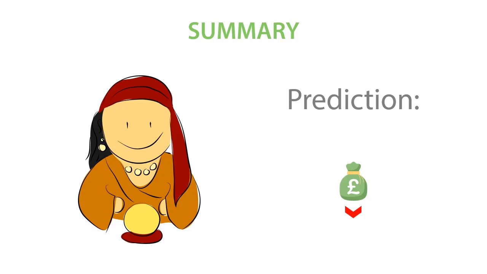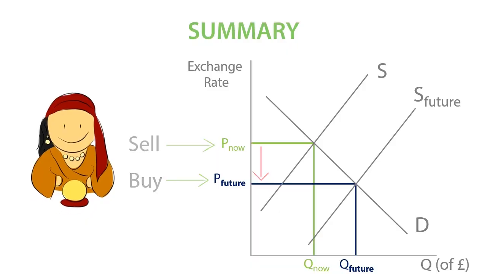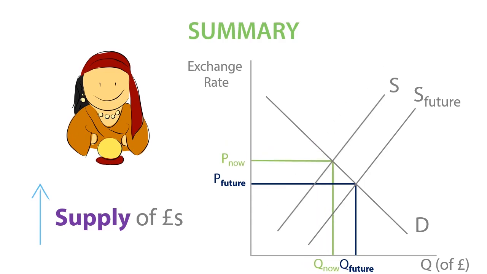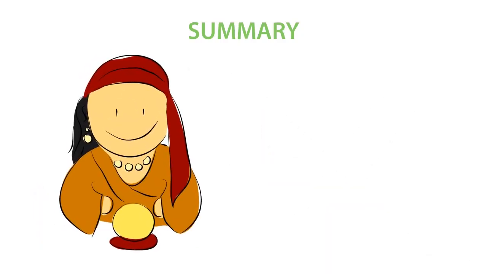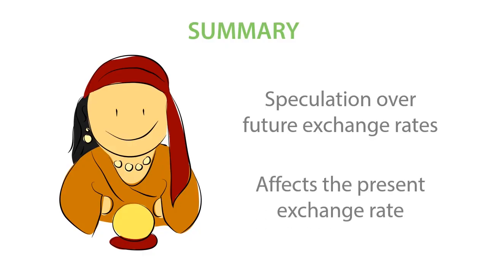And if investors predict a depreciation in the future, the exchange rate now will depreciate. Speculation means that when investors predict a future depreciation, they'll sell or supply more pounds now, while the exchange rate is high, so that they can buy them back later when they are cheaper. But this increase in currency supply will cause depreciation now, so the present exchange rate will decrease. It's a weird exchange rate cycle. Speculation about a change in future exchange rates affects the present exchange rate.